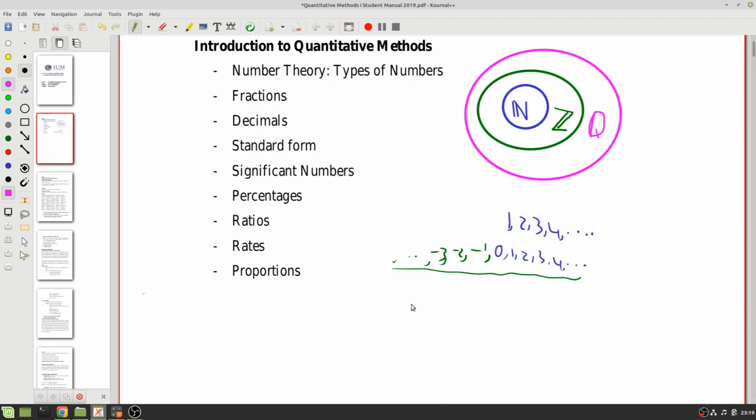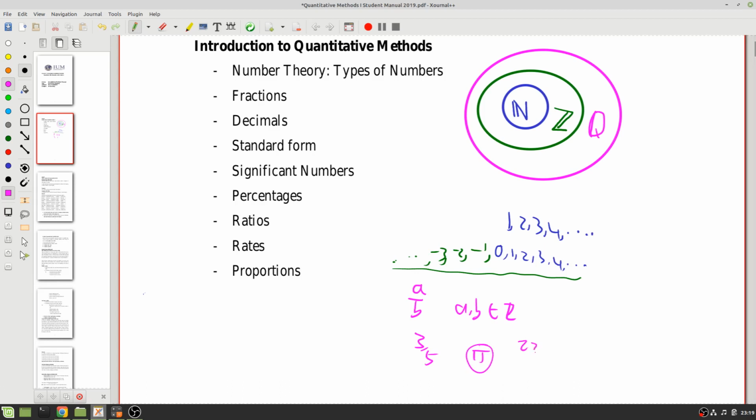A rational number is any number that you can write as a fraction. Any number that you can write as A over B, if both A and B are integers. So an integer divided by an integer is a rational number. Something like 3 over 5, right? That's a rational number. Something like pi, on the other hand, that's not rational because you cannot write pi as a fraction.